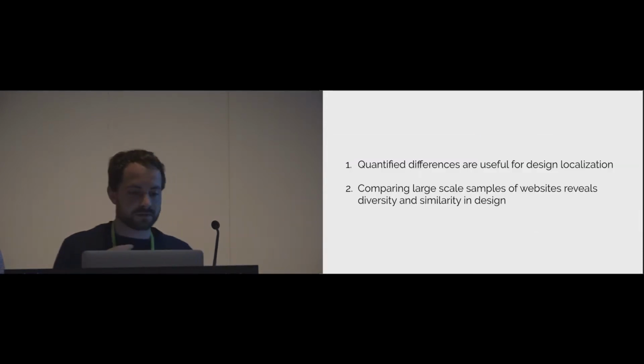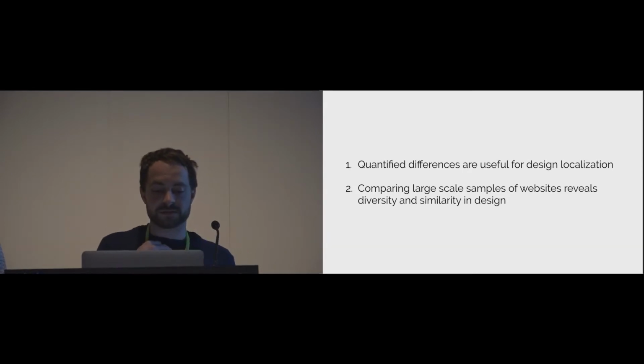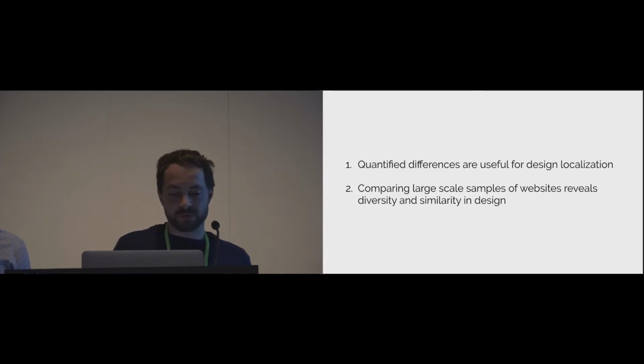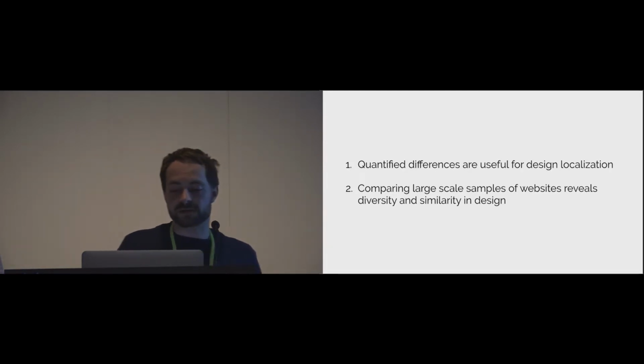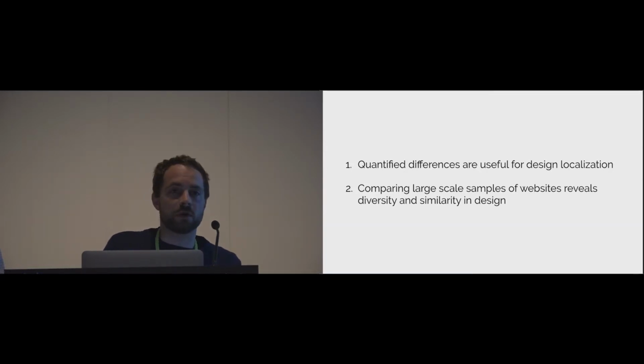In summary, we found that the ability to quantify differences is useful for design localization because it will help you make decisions and it will let you know what to adjust when making those decisions. We further found that comparing large-scale samples of websites reveal diversity and similarity in design. A longitudinal study might tell us in which direction mainstream design is moving, more towards diversity or more towards the globally already established similarity. Our goal is to collect design snapshots over time and obtain data which allows us to define categories within our dataset.